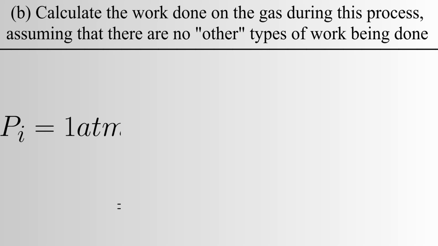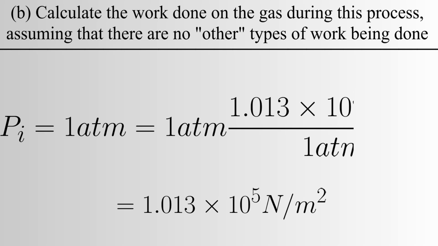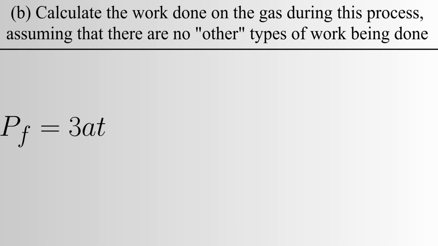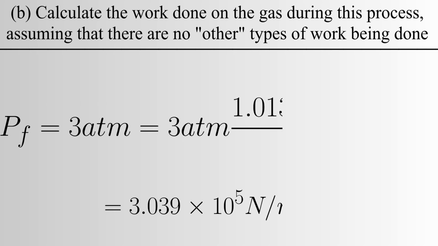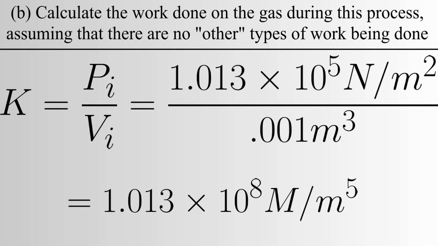Then we have to convert the units of initial pressure from atmospheres to newtons per meter squared. That should give us 1.013 times 10 to the 5th newtons per meter squared. And our P final should be 3.039 times 10 to the 5th newtons per meter squared. Now we can use equation 1 and solve for the value of K, which is P initial over V initial. If we solve that using our new values for P initial and V initial, we should get that K is 1.013 times 10 to the 8th newtons per meter to the 5th power.